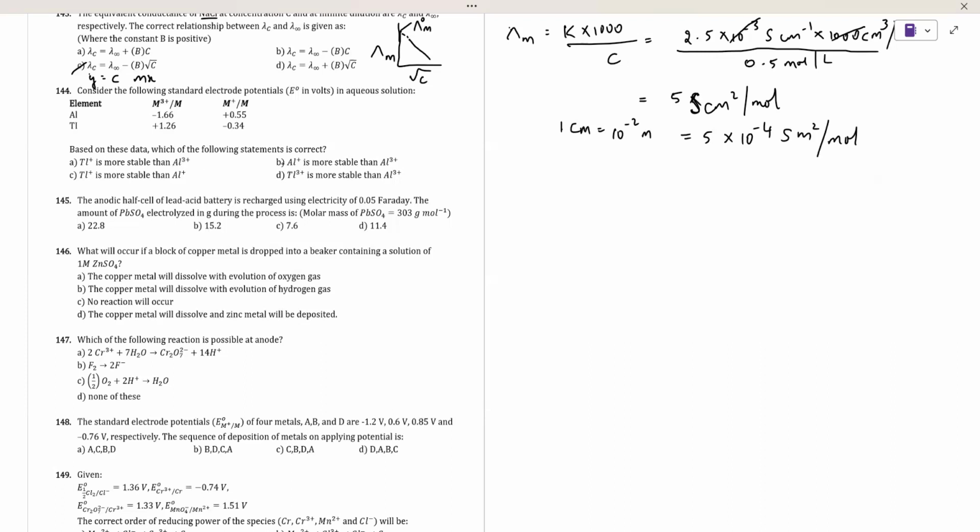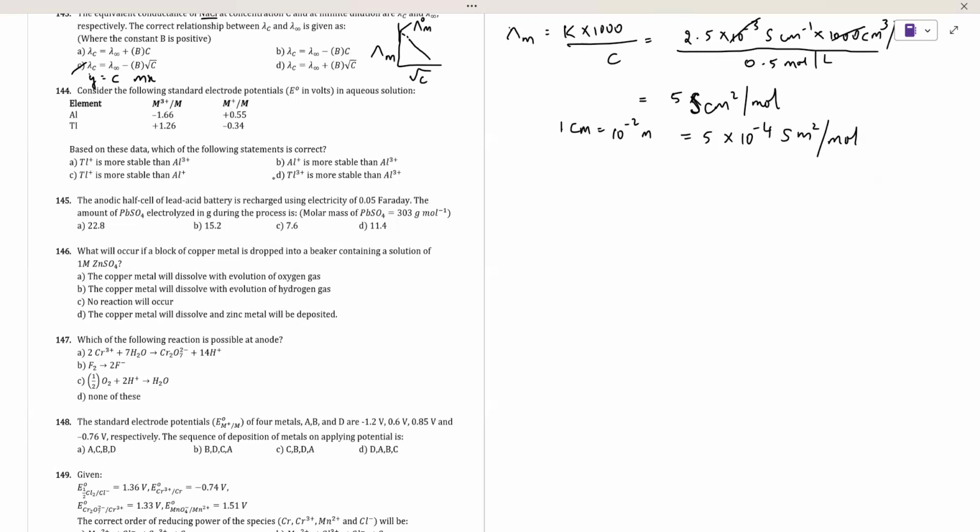Coming to option B. What is option B? Al plus is more stable than Al3+. Absolutely wrong. Why? Based on these values, that is -1.66 and 0.55. 0.55 is the value for aluminium plus, and for 3+ it is -1.66. Based on this, we can clearly say that aluminium can easily lose its 3 electrons, and hence aluminium in the 3+ oxidation state would be more stable when compared to aluminium in the +1 oxidation state. So option B is also wrong.